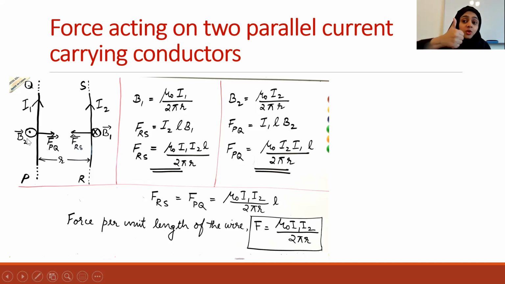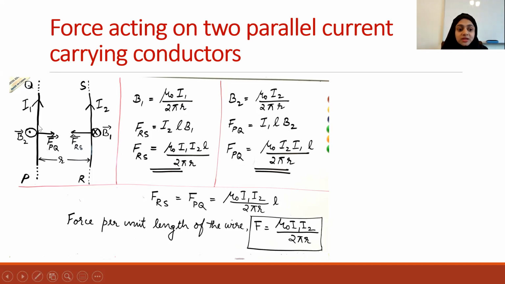So when I hold my thumb upwards to the left of RS, what happens? The magnetic field is going out of the paper. So it is going out of the screen. Here, to the left, I have B2 coming out of the screen. Now B2 is coming out of the screen.